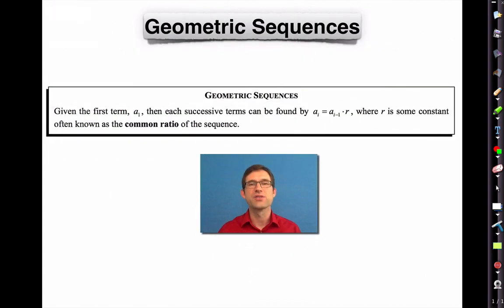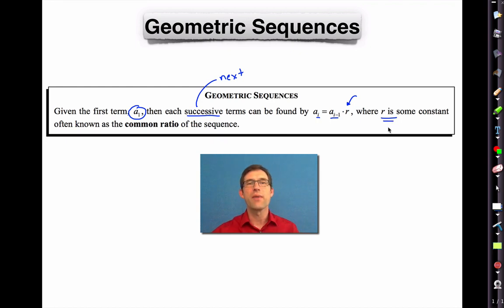Geometric sequences, you multiply by the same amount. So here's the technical definition. Given the first term, each successive term, meaning the next term, can be found by taking the previous term and multiplying by a common ratio. Common ratio, all right?